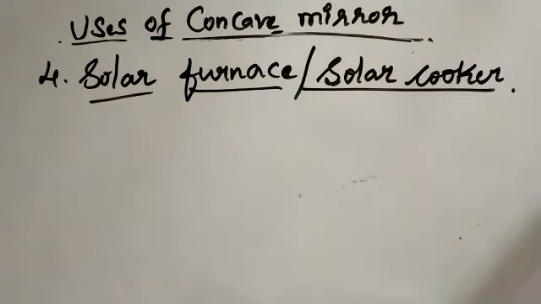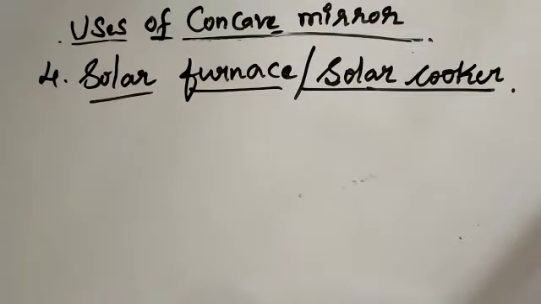Next and the last use of the concave mirror is in the solar furnace or solar cooker. So I'll explain what this solar furnace is. If you take a solar cooker, everybody knows its application: it converts solar energy into heat energy, isn't it?